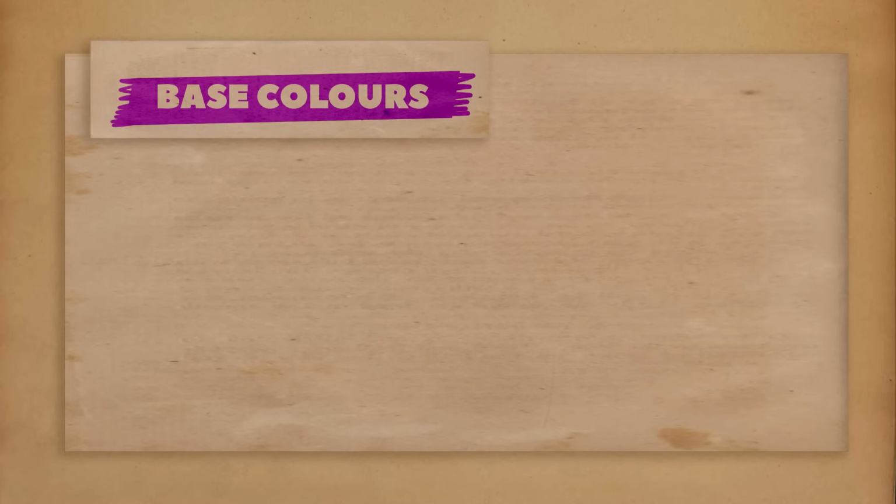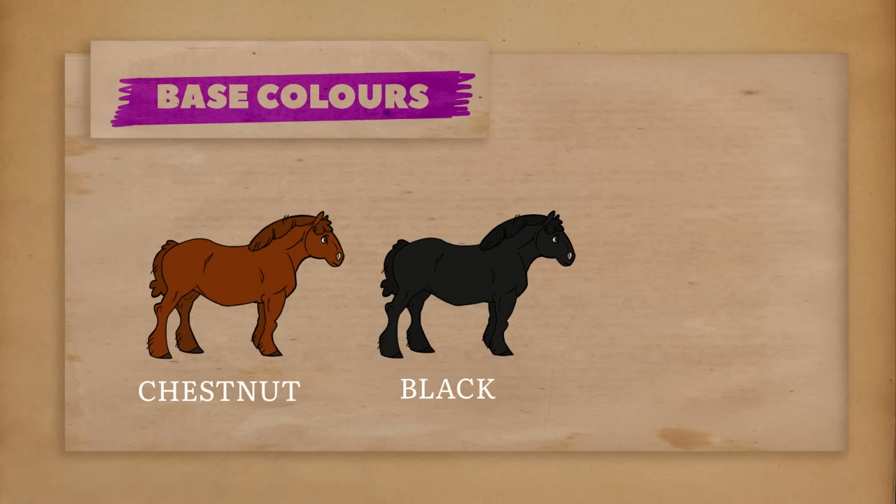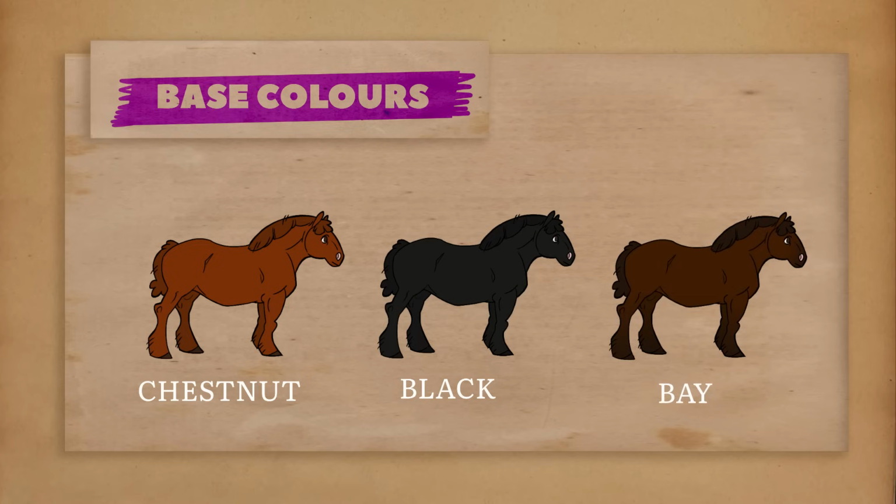Every horse has a base color. Think of a horse's base color as its starting canvas. For horses, there are only 3 real base colors every single horse is built from. You have chestnut, which is a reddish-brown body and mane. You have black, which is a solid black body, mane and tail. And there's bay, which is a brown body with a dark mane, tail and legs.